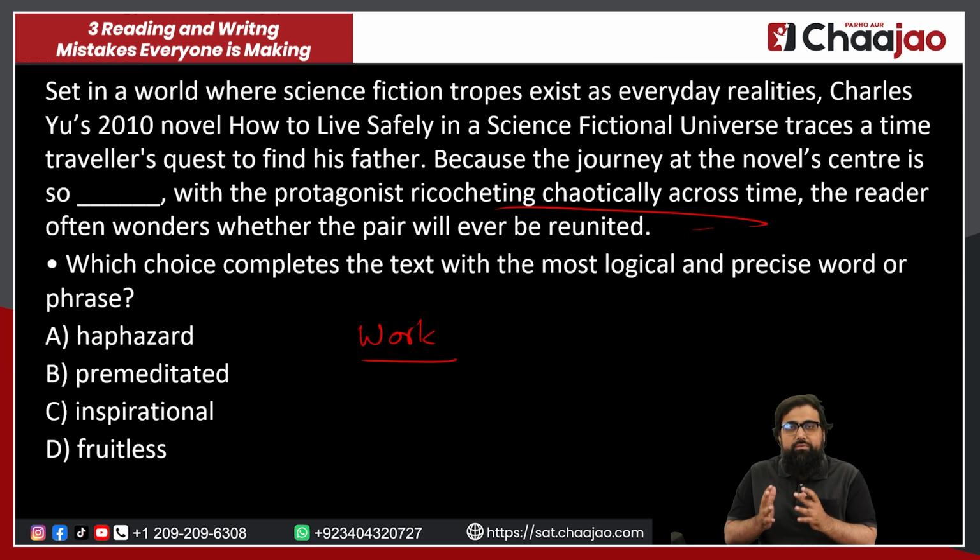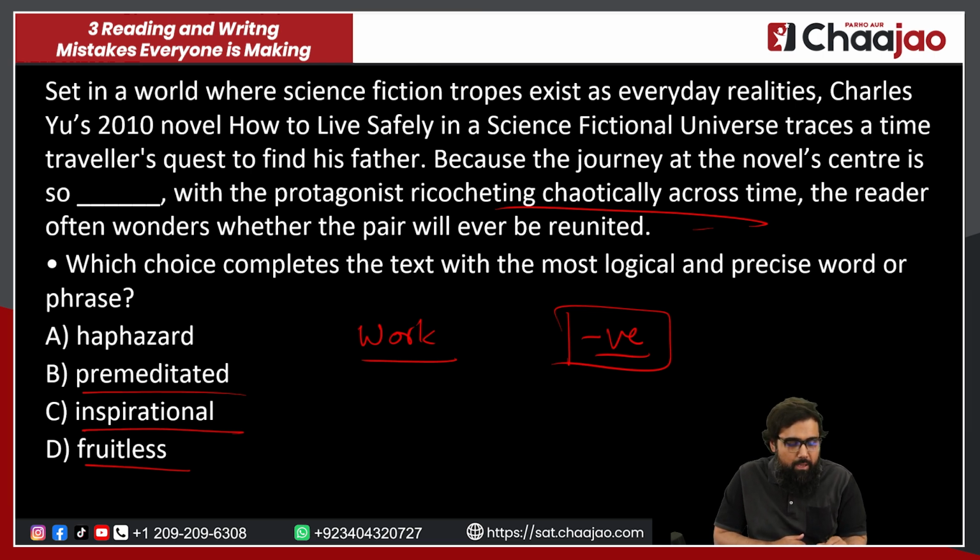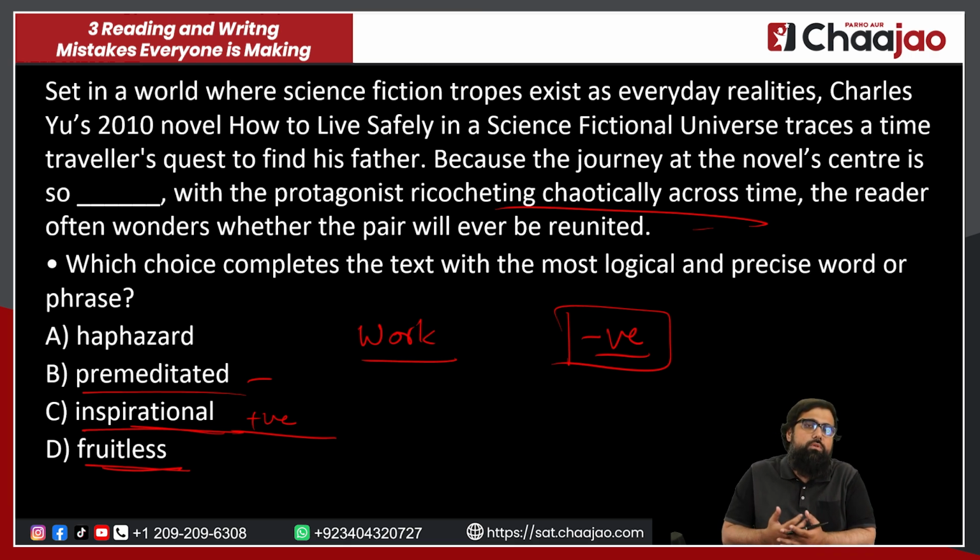So we know that it has to be a negative connotation that should come in the blank. And now when we move on to the options, it cannot be premeditated, it cannot be inspirational, and it cannot be fruitless, because you need something negative and related to chaos. Premeditated is more of positive and planned, not related to chaos. Inspirational is a positive word, again not related to chaos. And fruitless is negative, but again, it has nothing to do with chaos or chaotic, right? So the best answer over here will be haphazard.